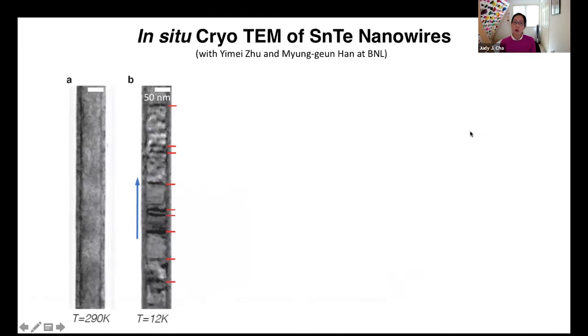So we worked with Yimei Zhu and Myung-Geun Han at Brookhaven National Lab and cooled our tin telluride nanowires inside a TEM. At room temperature, you just see a wire. At 12 Kelvin, we noticed that there are these dark bands that emerge in these nanowires, which were absent at room temperature. And these are not bend contours because the wires are not bending.